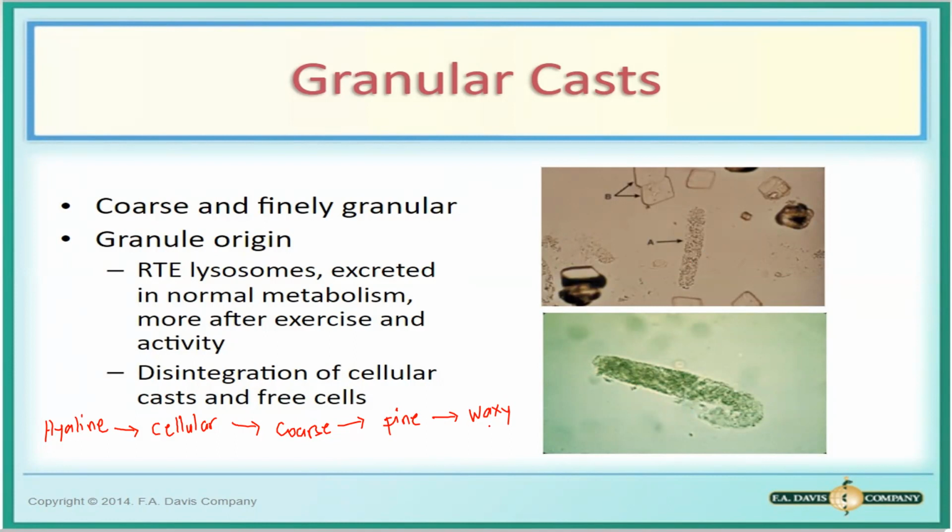Okay, so ito po yung buhay ng cells niyo talaga. Okay, so your granular cast may be either coarse or fine. Okay? Granule origin can be because of RTE lysosomes excreted in normal metabolism. Okay? This causes disintegration of cellular casts and free cells. Significance niya physiologically, you can also see this in stress and strenuous activity. Okay, at a certain level, it's still possible na normal siya. Okay, because of stress or strenuous exercises. Okay, and also seen in glomerulonephritis, pyelonephritis, other conditions with urine stasis.